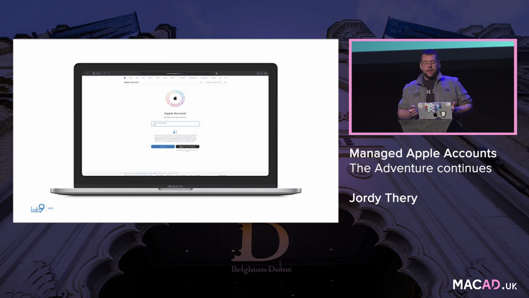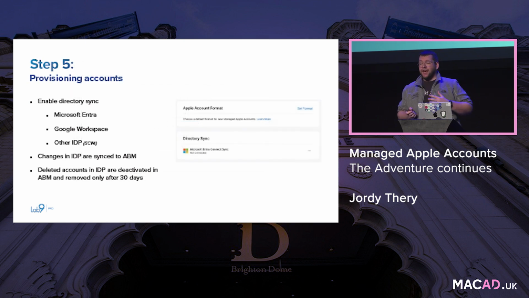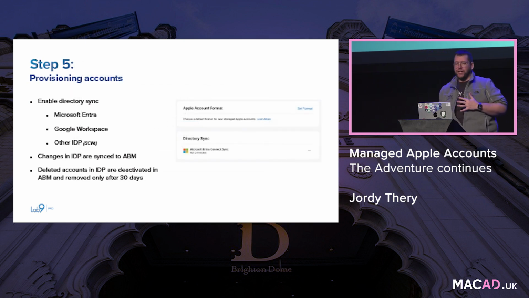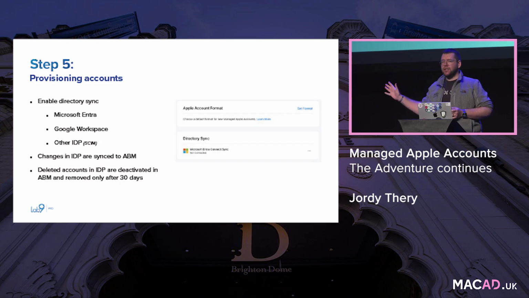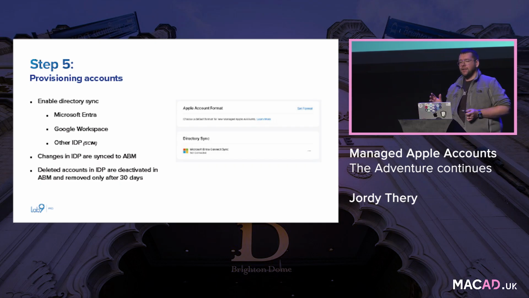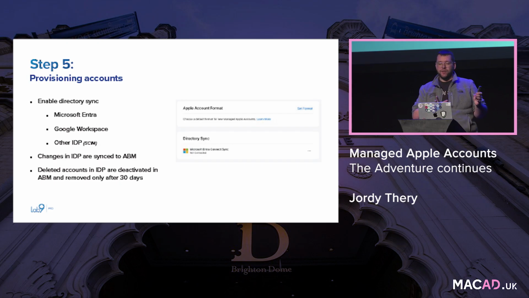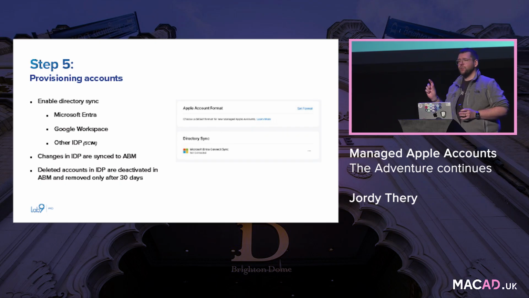And then the last step is provisioning accounts, and I haven't done that myself on our domain, but in essence it means enabling directory sync. So any user account that exists in your IDP will be available in Apple Business. If you make a change in the IDP, it will sync to Apple Business. If you delete an account in the IDP, it will be deactivated in Apple Business for 30 days, and then it will be removed. Why is that last one?